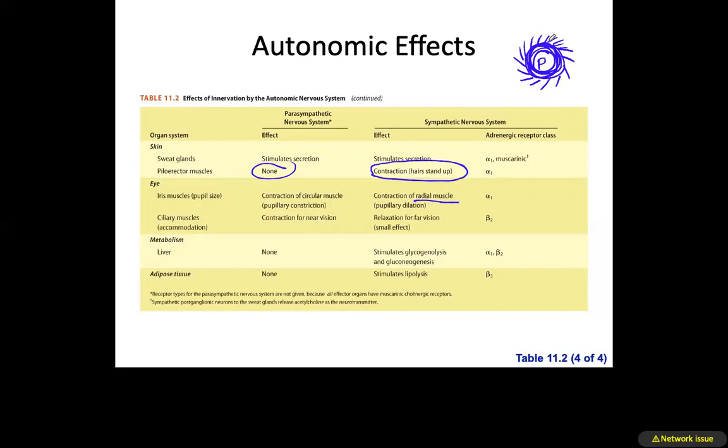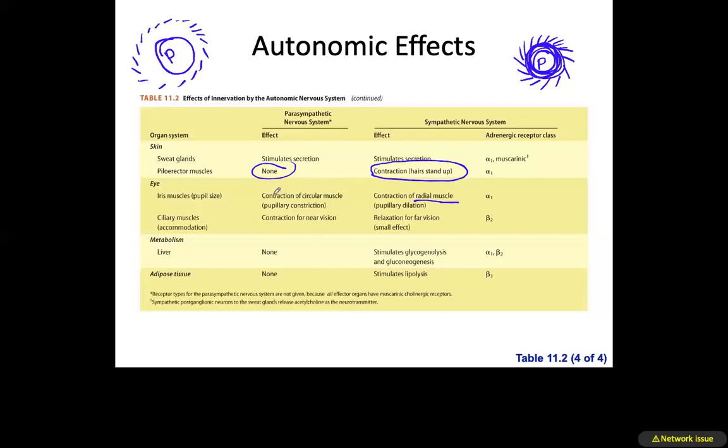And what they're going to do is they're literally going to pull on the pupil. Imagine these muscles are pulling, and that causes the pupil size to be wide open. So the pupil gets bigger as these muscles are contracting, okay?